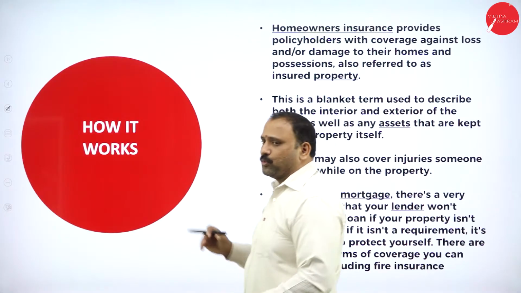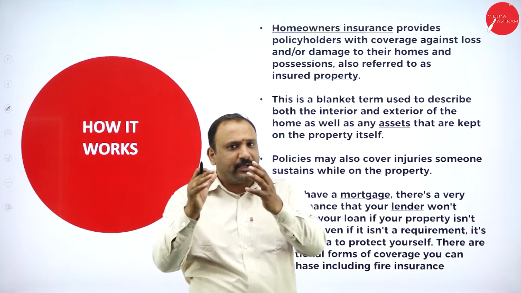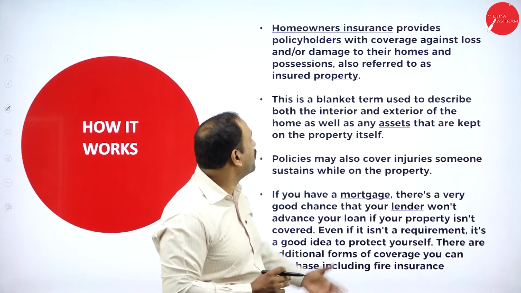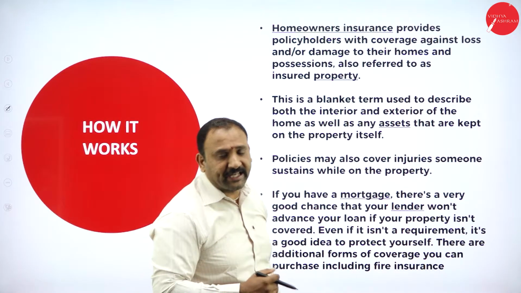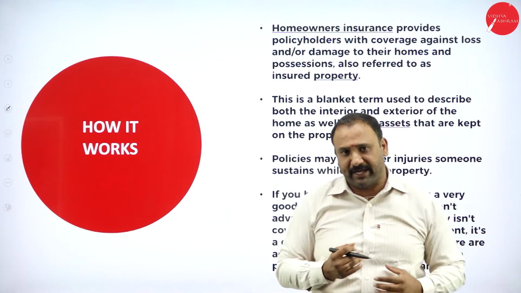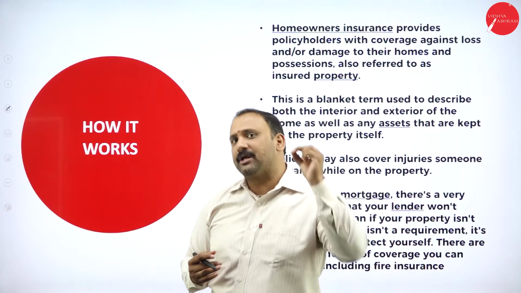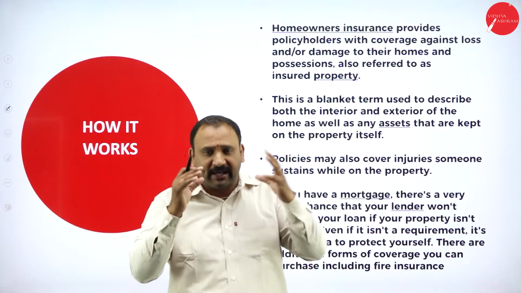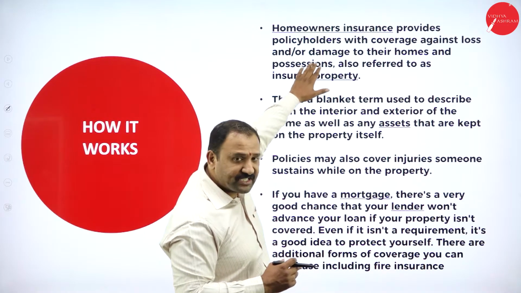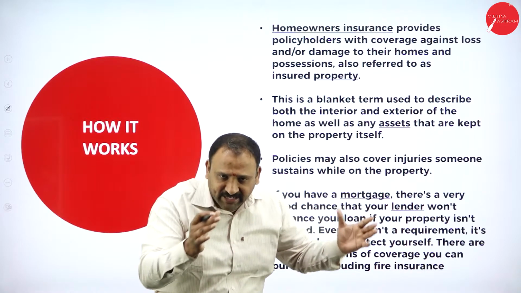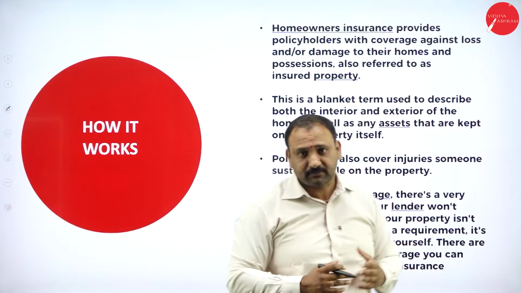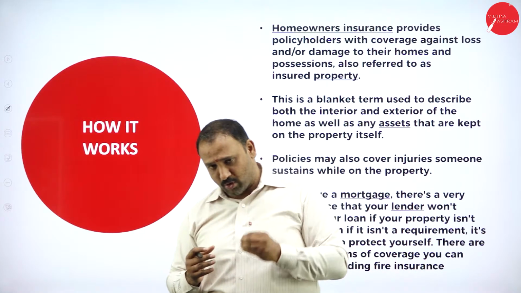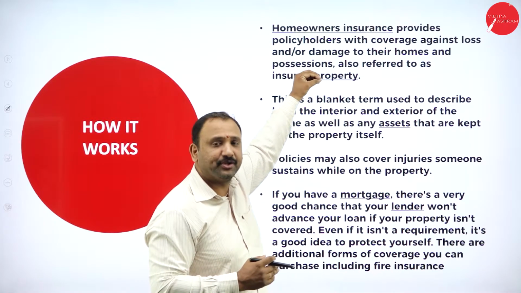Now, moving on, how does it all work together? How does fire insurance actually come into the picture? Homeowners insurance provides policyholders with coverage against loss or damage to their homes and possessions, also referred to as insured property. For example, I am insuring my home against a fire breakout. When I say the home, does it include all the vessels and utensils inside? That might be a separate factor altogether. But when I say the property is insured, that means the living house is being insured. So when anything happens to the living space or the home, there is an insurance coverage that is given.